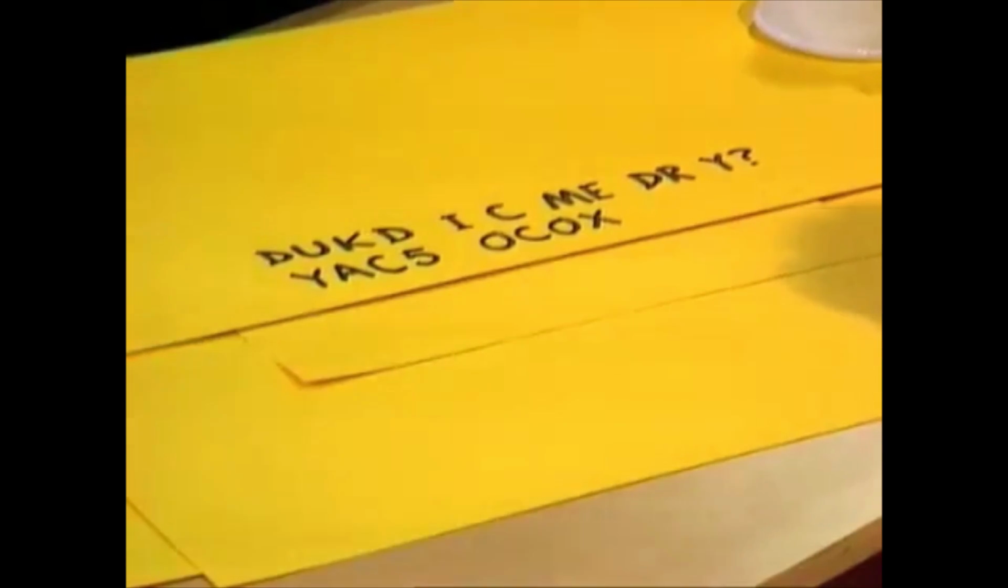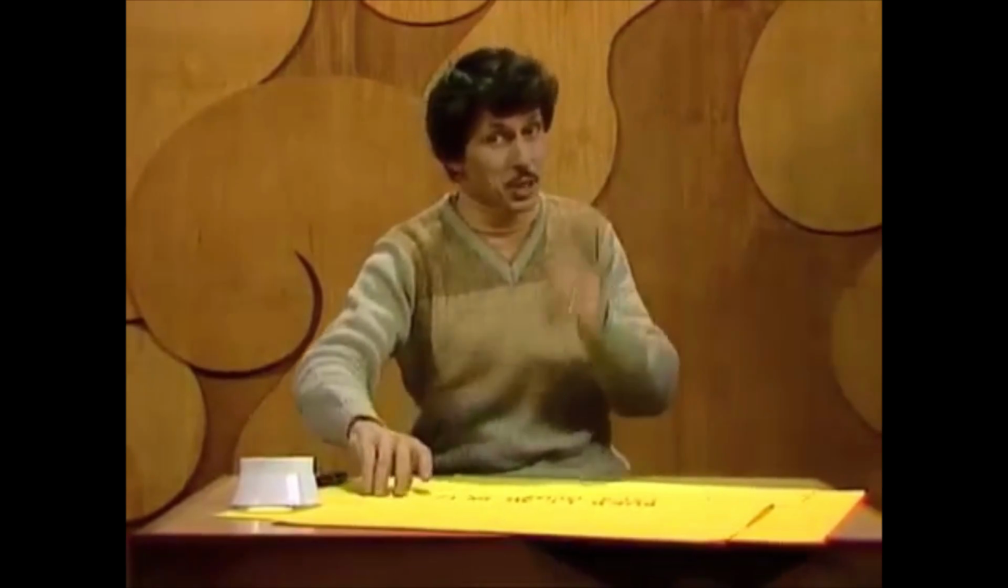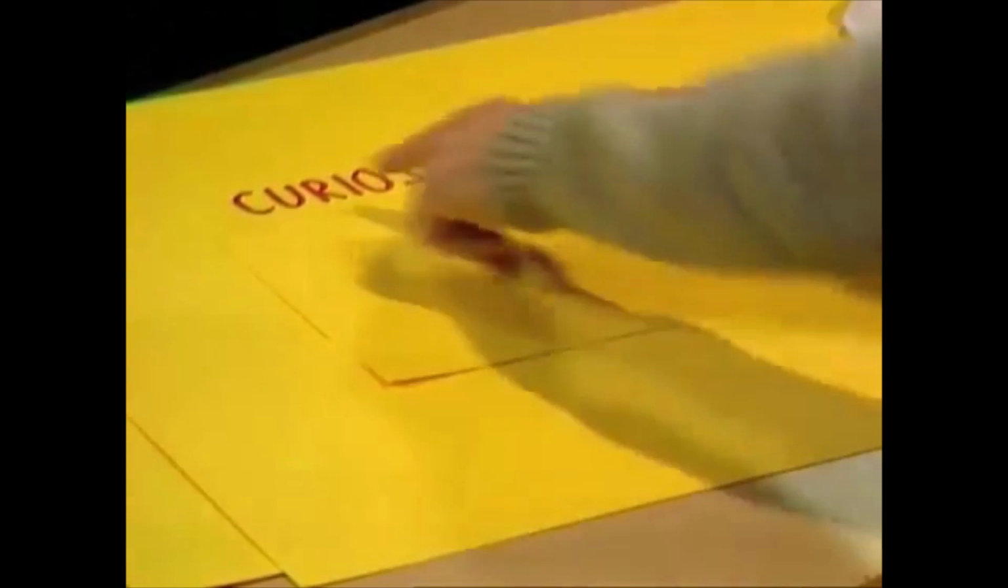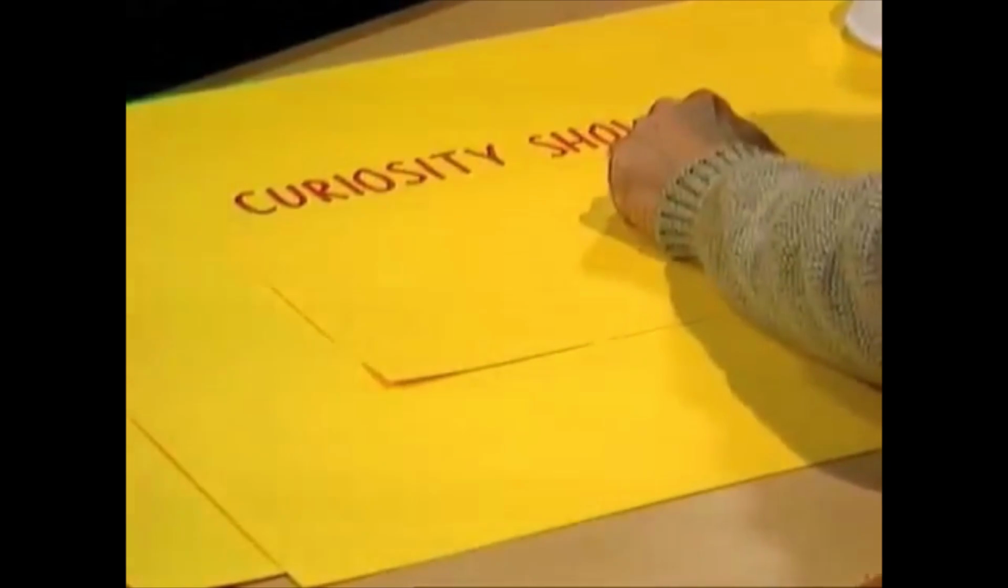D-U-K-D, I-C, M-E, D-R, Y-question mark, Y-A-C-5, O-C-O-X. What on earth does it mean? Nothing much at present, but it can mean something if we work out the key to it. And this particular code needs a rectangle, a grid, to solve the problem. To explain that, let's take a simple message of just 2 words, curiosity shows.